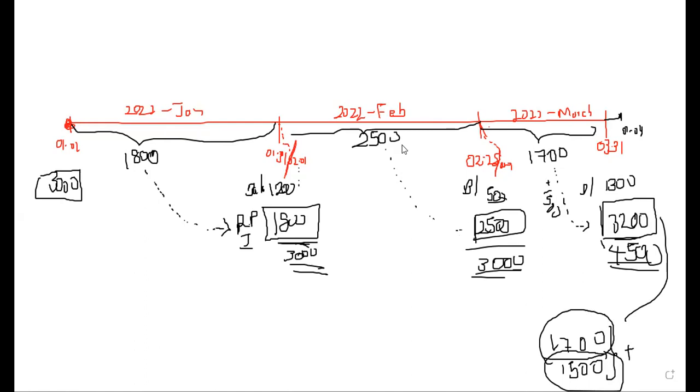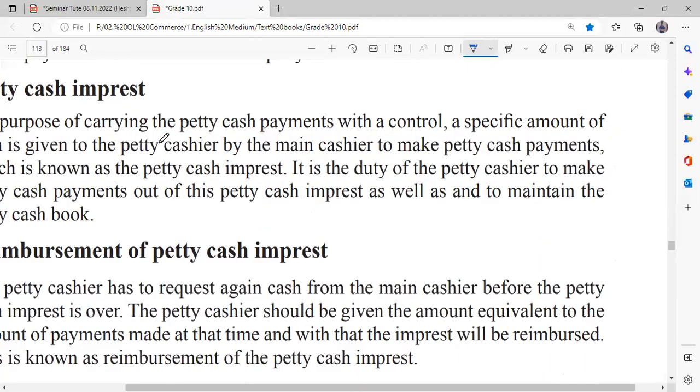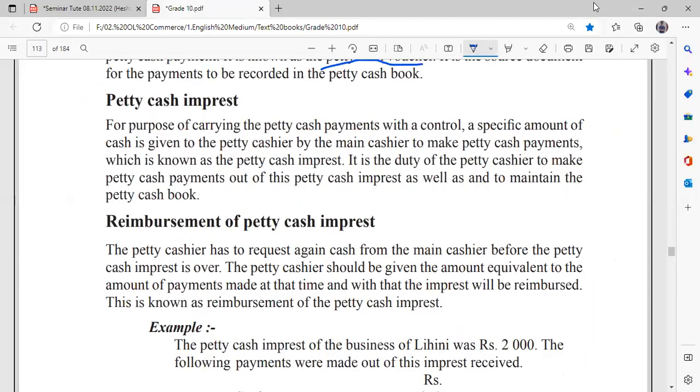This is the petty cash imprest and reimbursement of petty cash imprest. For the purpose of carrying out petty cash payments with control, a specific amount of cash is given to the petty cashier by the main cashier to make petty cash payments, which is known as the petty cash imprest. It is the duty of the petty cashier to make petty cash payments out of this petty cash imprest, as well as to maintain the petty cash book.